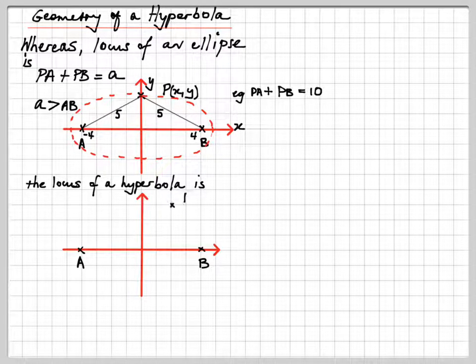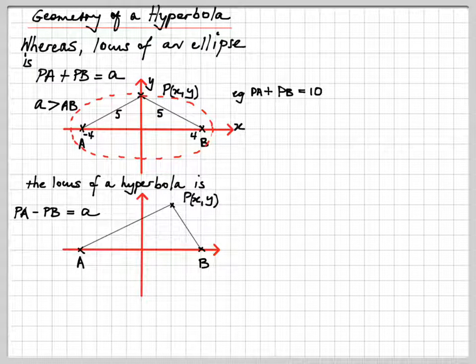It's very similar in the expression, but the shape is different. So we get PA minus PB, not PA plus PB. PA minus PB equals a number little a. So what we're saying here is the distance from P back to A is more than the distance from P back to B by little a units, all right?